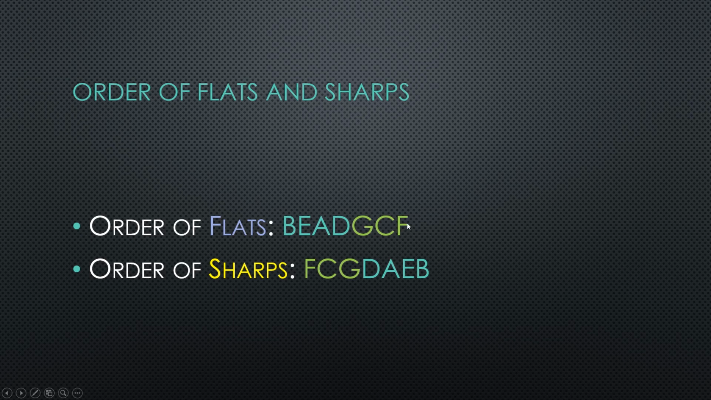Order of sharps is basically this, but reverse. So F, C, G, D, A, E, B. F, C, G, dab. I don't know. But I like BEAD, GCF. That's why I said flats first. So if you remember this, you'll be gravy when it comes to the scales that we'll show you in the next slides.